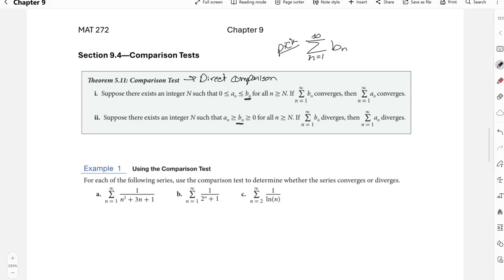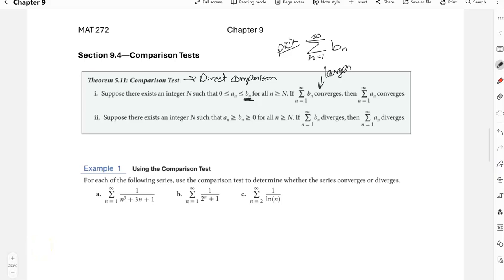Suppose there exists an integer capital N such that 0 is less than or equal to a sub n, which is the original sequence, which is less than or equal to b sub n, which is the sequence that we are picking, for all lowercase n greater than or equal to capital N. If the sum from n equals 1 to infinity of b sub n converges, then the sum from n equals 1 to infinity of a sub n converges. So what's happening here is we're picking a sequence that's larger. So if the larger sequence converges, then it forces that smaller one to converge.